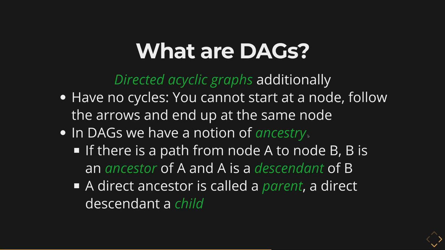Now, directed acyclic graphs then are directed graphs, but they have no cycles. So you can't start at a node, follow the arrows, and end up at the same node. And of course, we mean following the edges in a certain direction from start to end. So you don't follow an edge in the opposite order of where it goes, right? A cycle is one where you follow the edge from beginning to end, and you follow the next one from beginning to end, and at some point you're back at the node where you started.